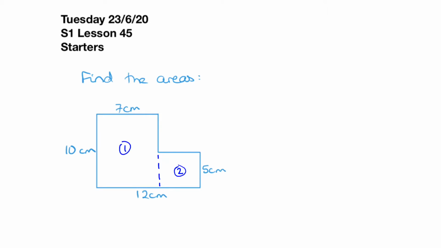They're both rectangles, so we can write down our A equals L times B formula and then do it for 1. So length times breadth, so the length of this rectangle is 7. The breadth of that rectangle is 10. Remember, it doesn't matter which way around you get them, because when you're multiplying, it doesn't matter the order you do it in. Okay, so that's 70.